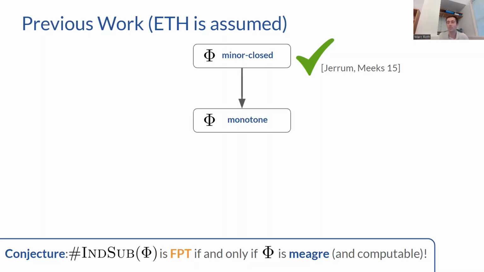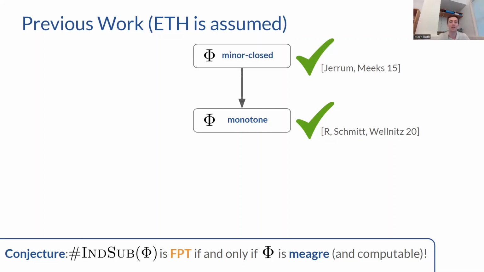And then the next step is to consider a bit more general class of properties. What was done in the past is that we looked at monotone properties. Those properties are closed under vertex and edge removal, but not necessarily under edge contraction. Examples for monotone properties that are not minor closed are the properties of being bipartite or triangle free. And 2 years ago, we showed that the conjecture is true if phi is a monotone property.